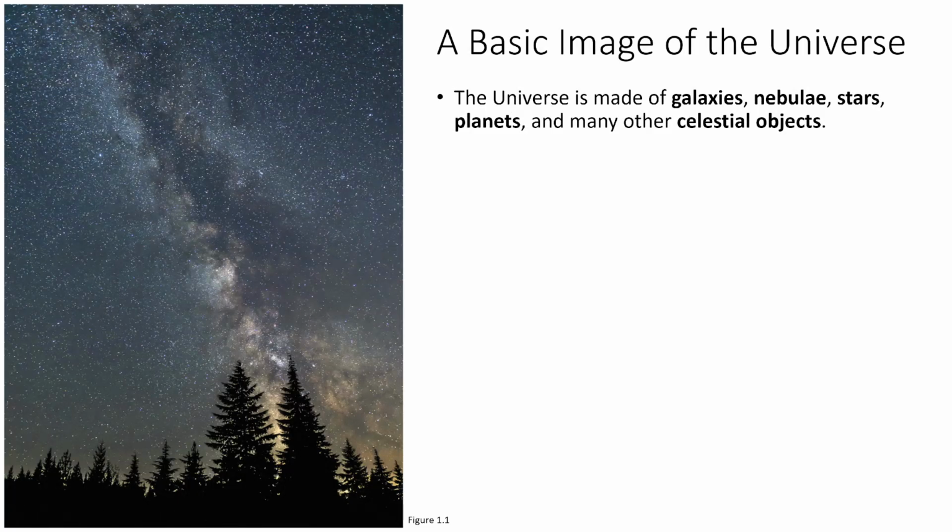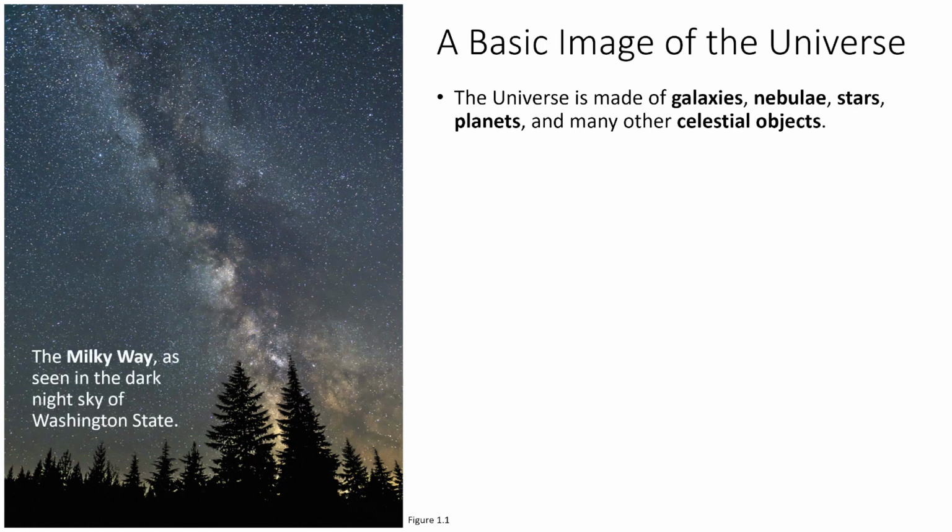So, let's talk about our basic image of the universe. The universe is made of galaxies, nebulae, stars, planets, and many other celestial objects. It's important to note that galaxies are much bigger than nebulae, contain nebulae, and nebulae contain stars, and solar systems contain planets, and in that order.